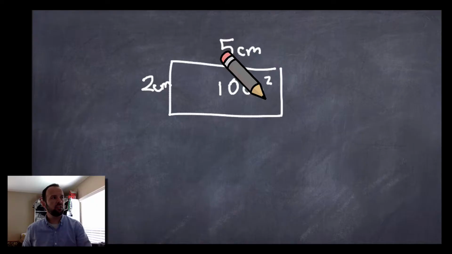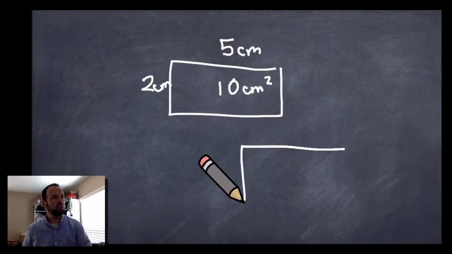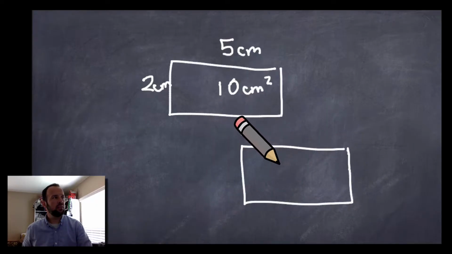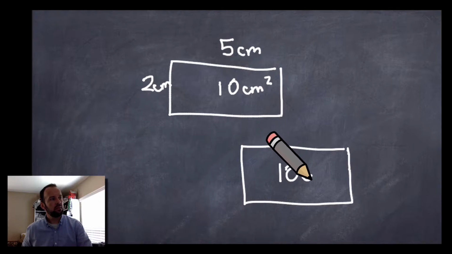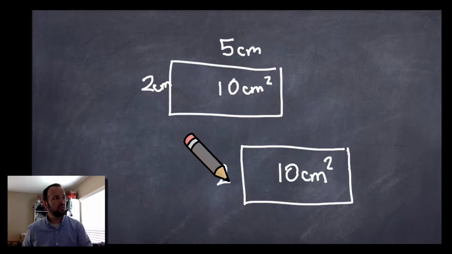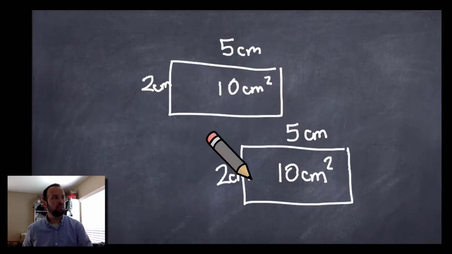Taking that same logic, I can apply things this way too. If we had known that this was 10 centimeters squared as my area, and I knew that this side was 2, well, I could go, okay, 2 times what gives me 10? Oh, 2 times 5 gives me 10. So this has to be 5 centimeters by 2 centimeters, and there we go. We can make sense of area this way.